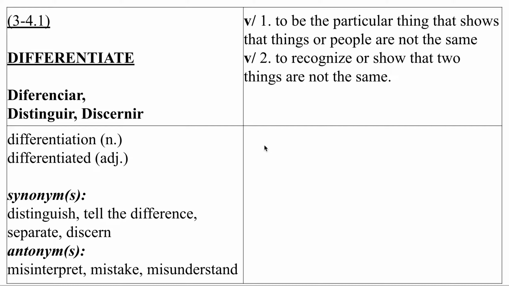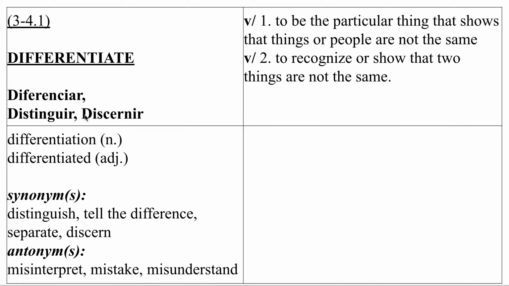Differentiate. Notice that this part of the word, the TI, is pronounced like an SH actually. It's pronounced like "she," like the word she, like he and she. So, differentiate. And then also the stress is on the "ren." Differentiate. Differentiate. And here are the three Spanish translations for that.